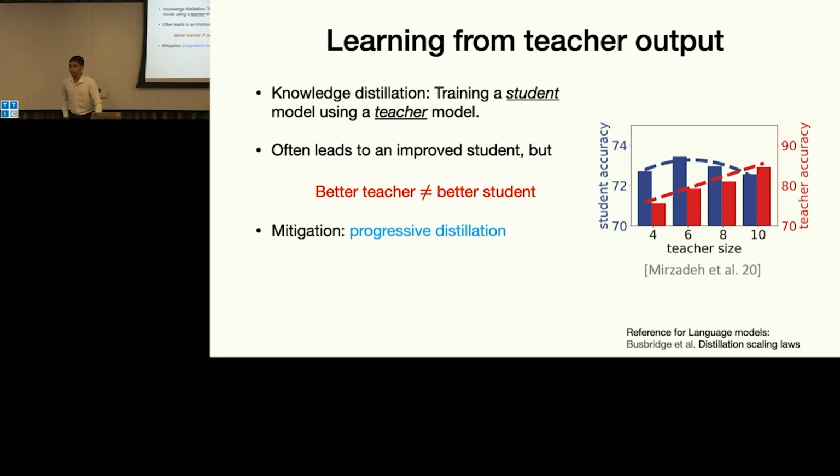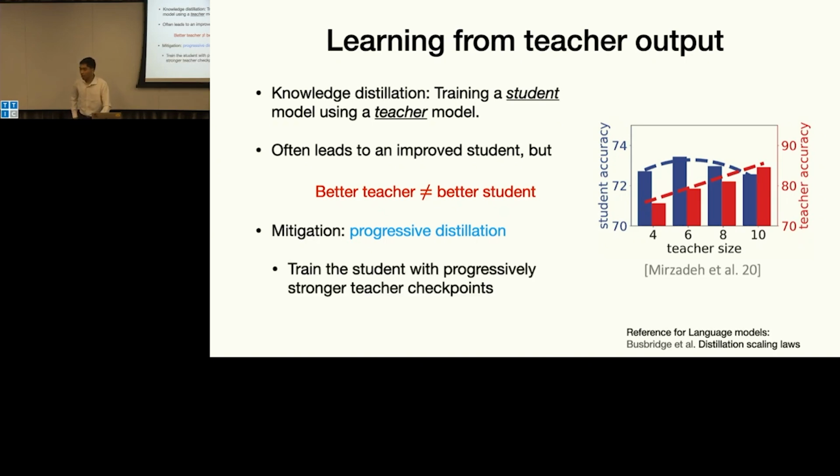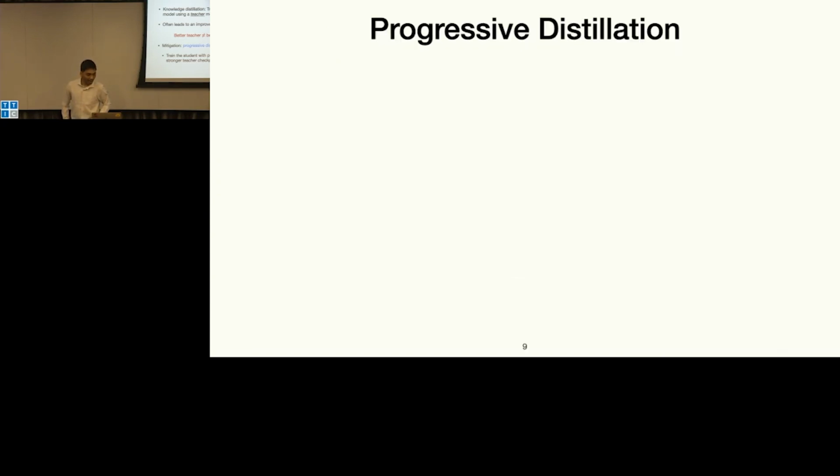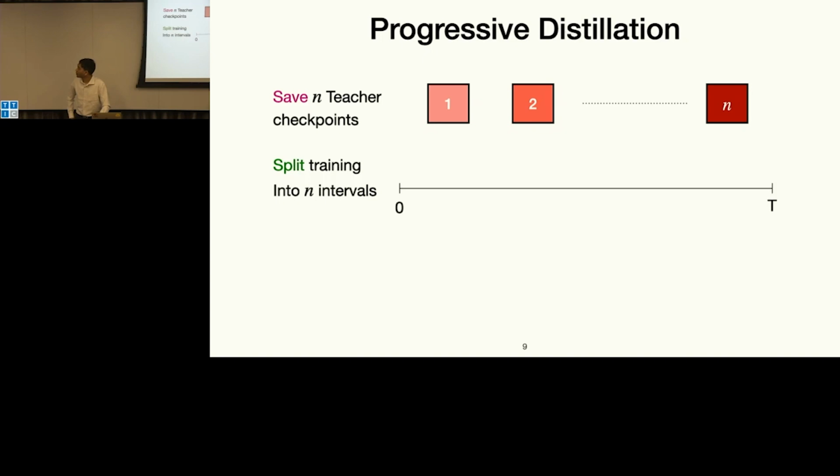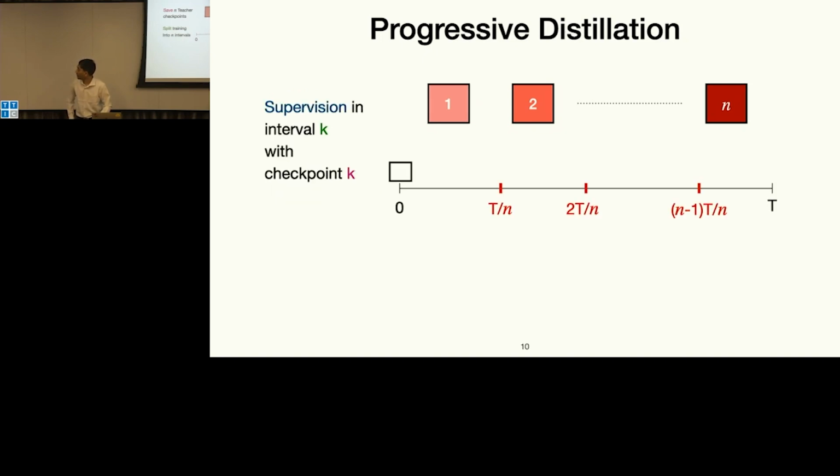So a common mitigation strategy instead is progressive distillation, where instead of simply using one teacher checkpoint to supervise the student, we'll use a set of teacher checkpoints that we store during the course of training. By that, what I mean is, during the training of the teacher, we save n teacher checkpoints. We split the training time of the student into n intervals. And in each interval, we'll supervise using the corresponding teacher checkpoint.